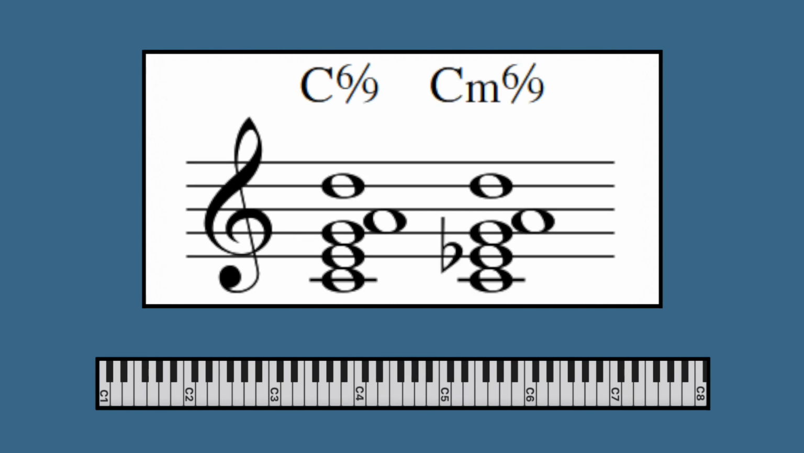6-9 chords and minor 6-9 chords are very similar. These are triads with the major 6th and the 9th of the chord added. The chord symbols are written the same way as sixth chords, but with 6/9 instead of just a 6.